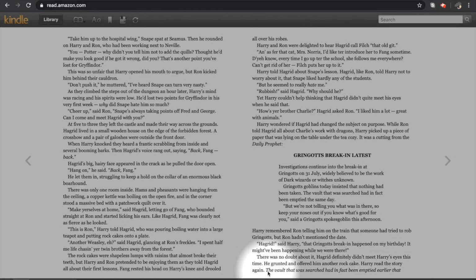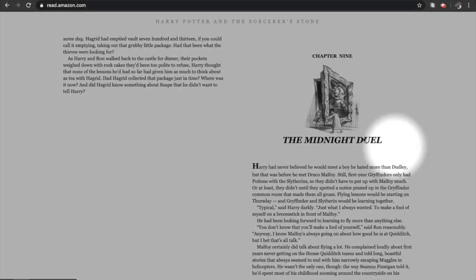Harry read that story again. The vault that was searched had in fact been emptied earlier that same day. Hagrid had emptied Vault 713, if you could call it emptying, taking out that grubby little package. Had that been what the thieves were looking for?